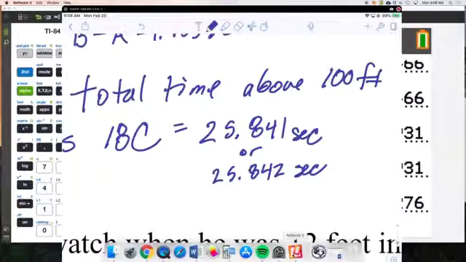Thursday, I'm going to ask this type of question because it's a wonderful question. If you're off in any of the decimals, if you get 25.840 or 25.843, it's going to be wrong. Yeah, it's going to be wrong. It has to be correct to 3 decimals.